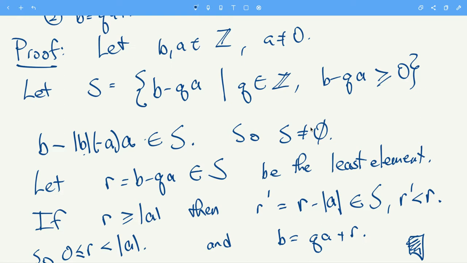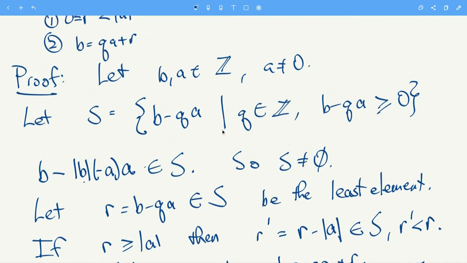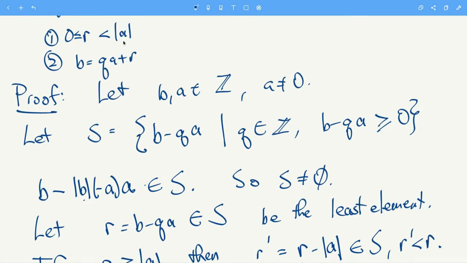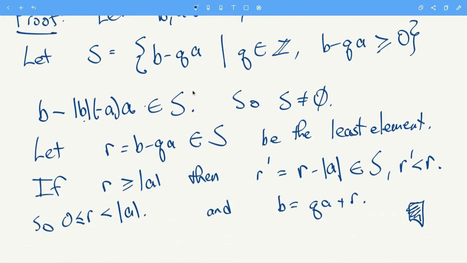So the well-ordering principle states that a non-empty subset of the natural numbers has a least element. So let's take r to be the least element. We want to make sure that r satisfies the conditions of the division algorithm, meaning that it's less than a in absolute value. So for a contradiction, suppose it's bigger than or equal to a in absolute value.